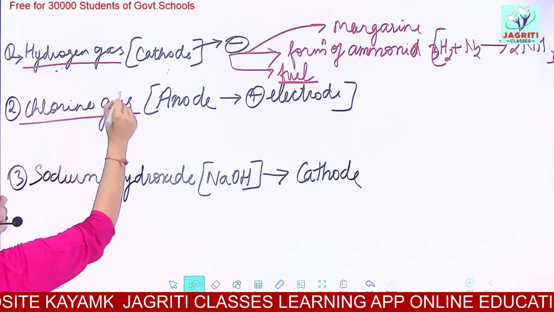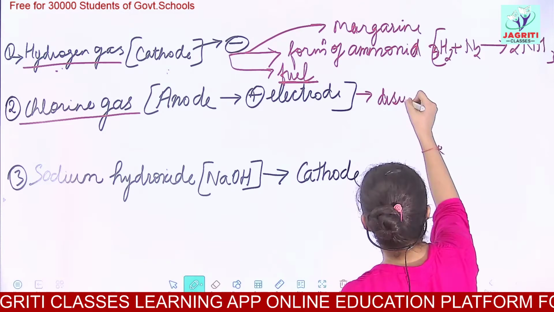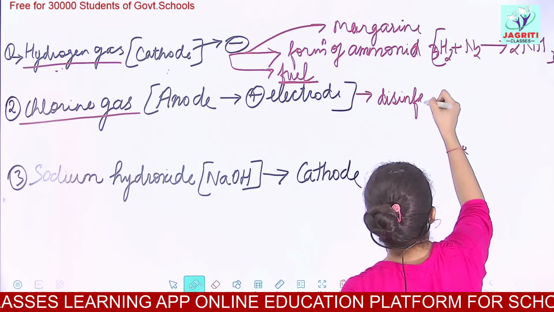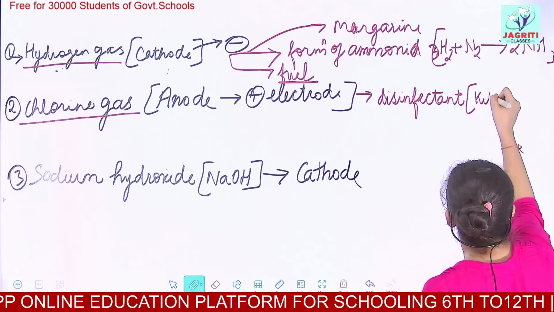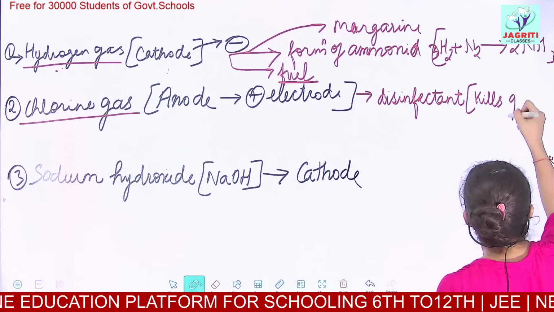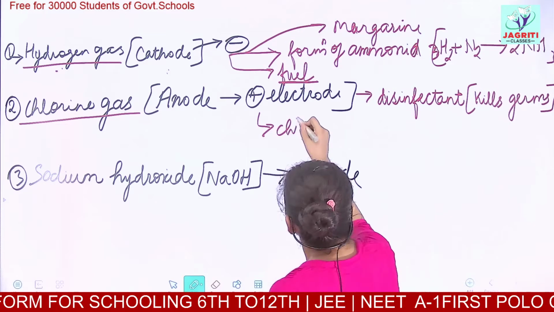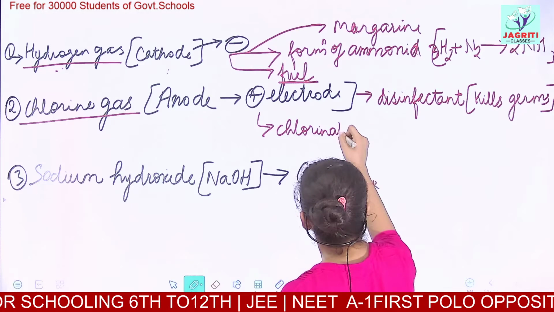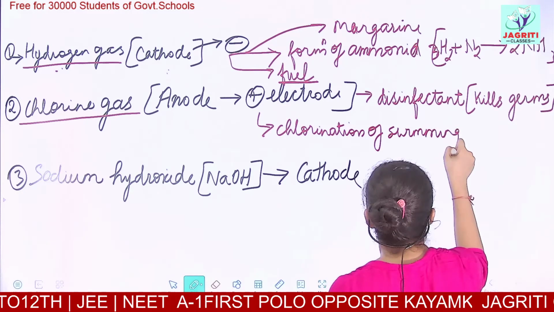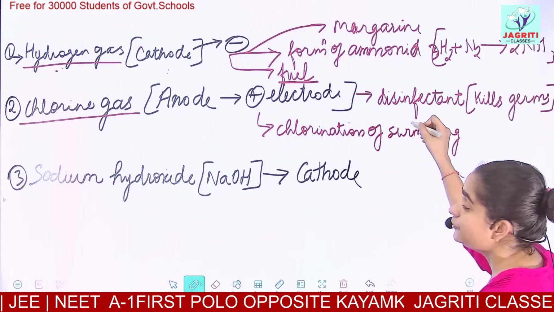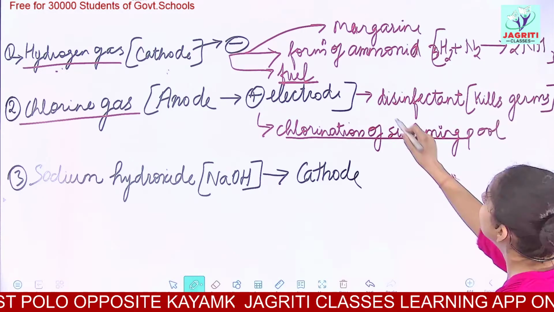Now we'll see the uses of chlorine gas. So the first use is chlorine is used as a disinfectant. Disinfectant means it helps to kill the germs. It kills the germs present in water or in liquid. Then you have often heard that we do chlorination of the swimming pools. Chlorination of swimming pools means when chlorine is added to the water of the pool to make it free from bacteria. It is used as a disinfectant.